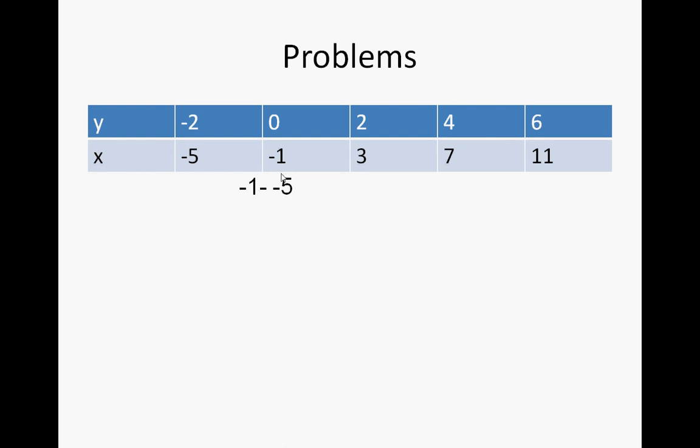First I'm going to calculate the x, which is fine. So I go negative 1 minus negative 5, right here, right next to each other, and I get 4. That's the difference between my two x values. For my y, I'm going to take 0 minus negative 2. Forgot my negative. So 0 minus negative 2, and I get 2. And then my final comparison, y over x, is 2 over 4, which simplifies to 1/2.